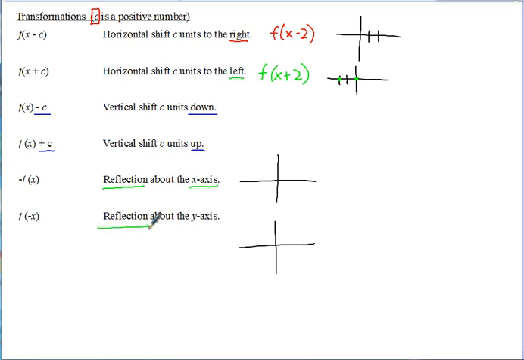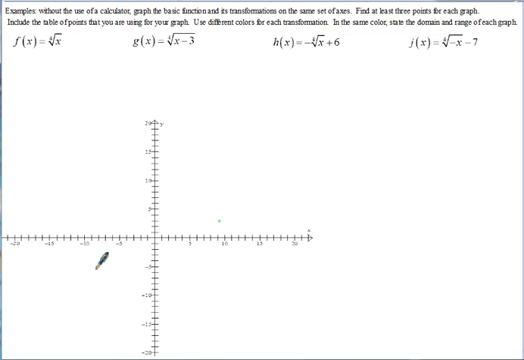So let's see how we use these in conjunction with an actual specific problem. Okay, so this says, without the use of a calculator, graph the basic function and its transformations on the same set of axes, and find at least 3 points for each graph. Include the table of points you're using for your graph. Use different colors for each transformation. In the same color, state the domain and range of each graph.